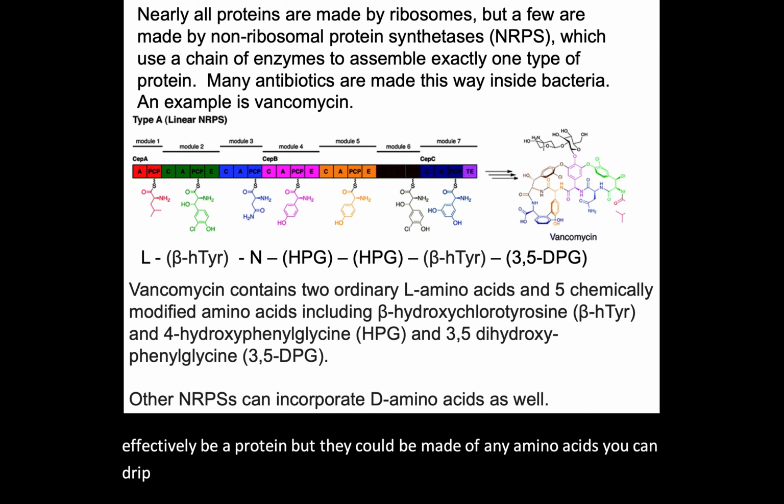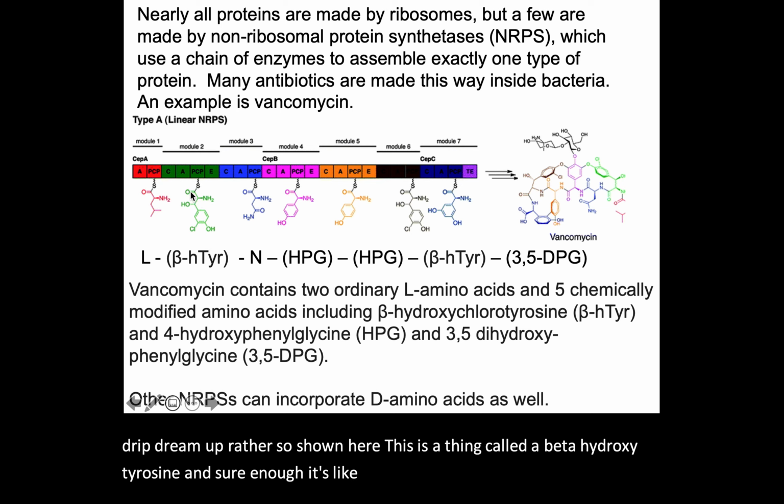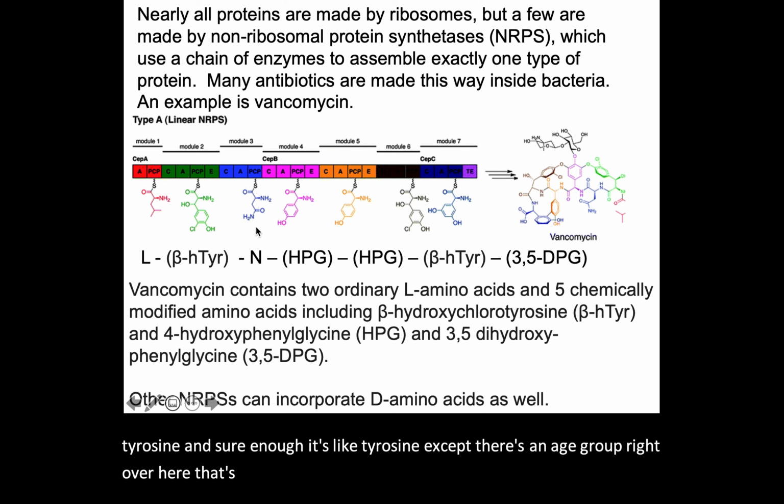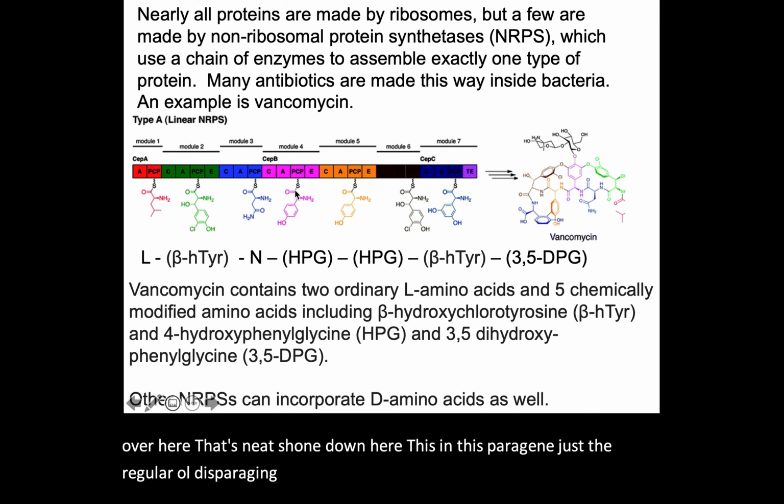So shown here, this is a thing called a beta-hydroxytyrosine. And sure enough, it's like tyrosine, except there's an OH group right over here. That's neat. Shown down here, this is an asparagine, just the regular old asparagine. And then I forget what this one is called. There we go.